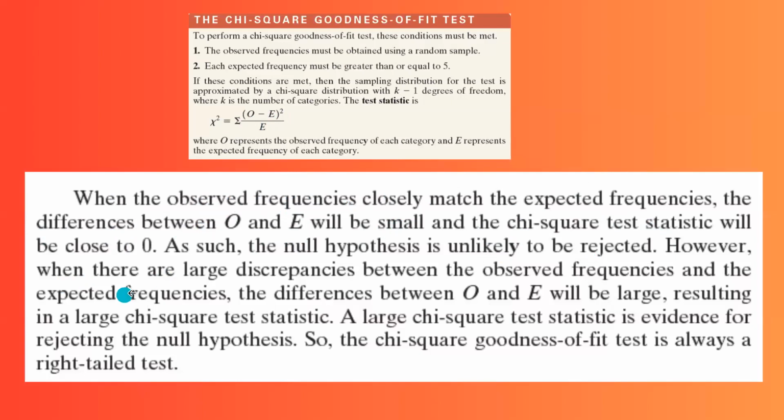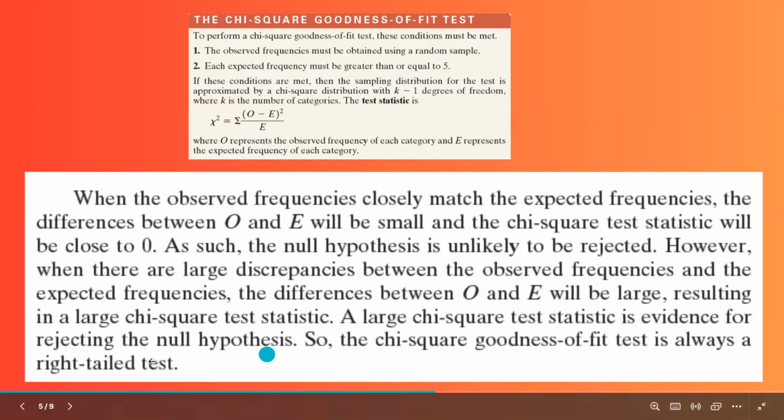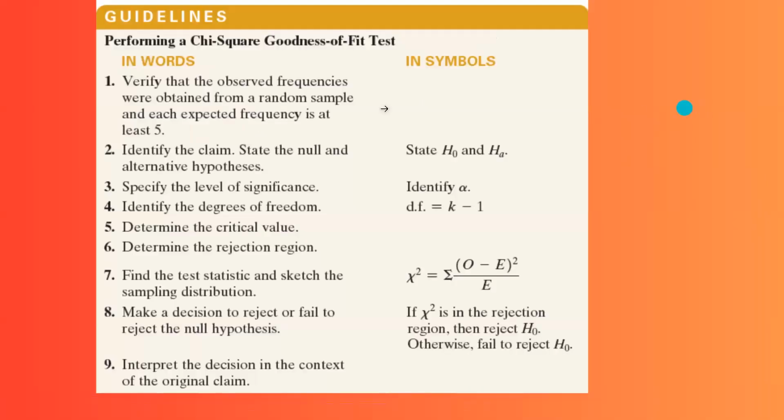However, when there are large discrepancies between the observed frequencies and the expected frequencies, if these two numbers are very different from each other, the differences between O and E will be large, resulting in a large chi-square test statistic. A large chi-square statistic is evidence for rejecting the null hypothesis. So this is a key here for you. And let's take a look at one example and the guidelines to follow.